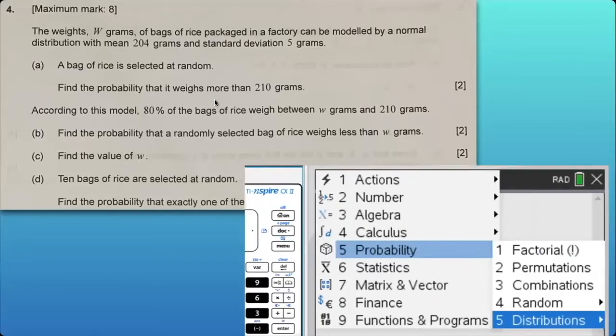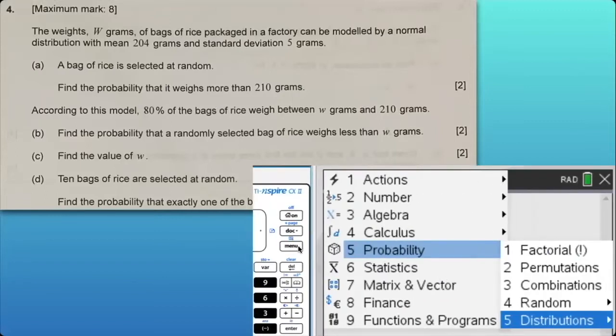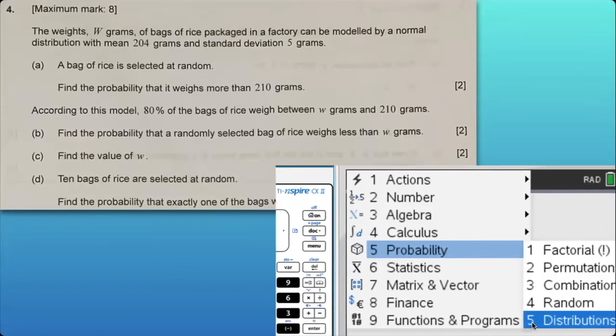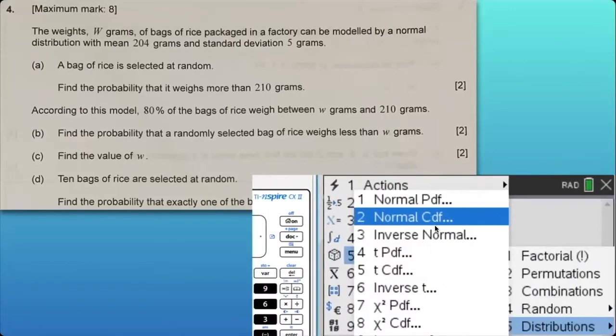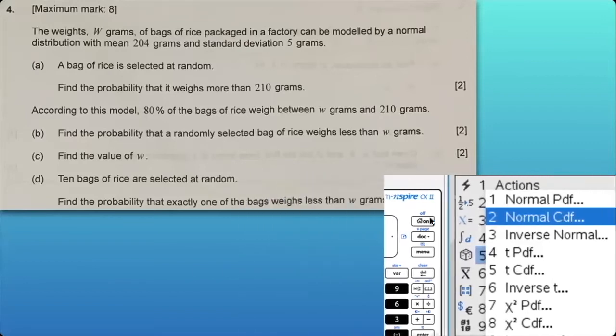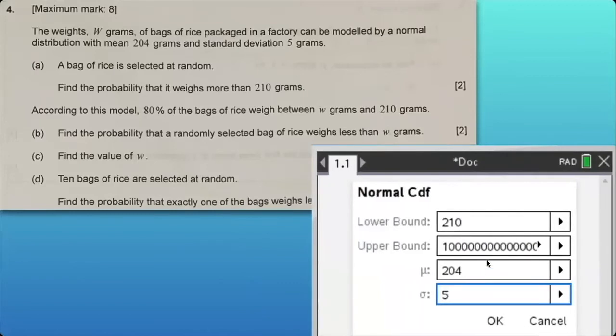Okay, let's use TI. Choose menu and then probability. Well, this question tells us already normal distribution. So we go to distribution and then choose normal CDF. Click that and you will get that display. And the lower bound is obviously 210 because it says the bag weighs more than. So lower bound is 210.